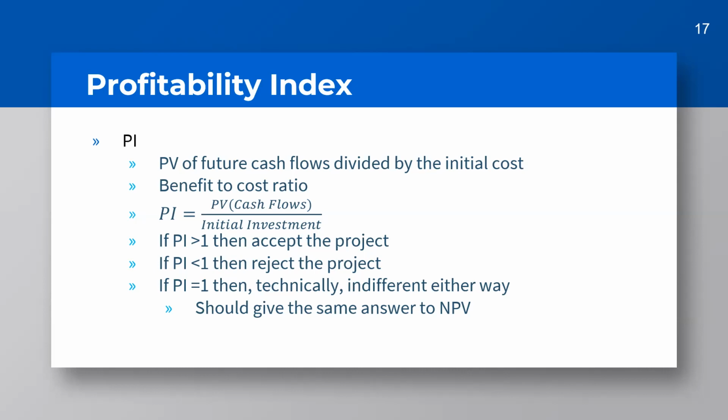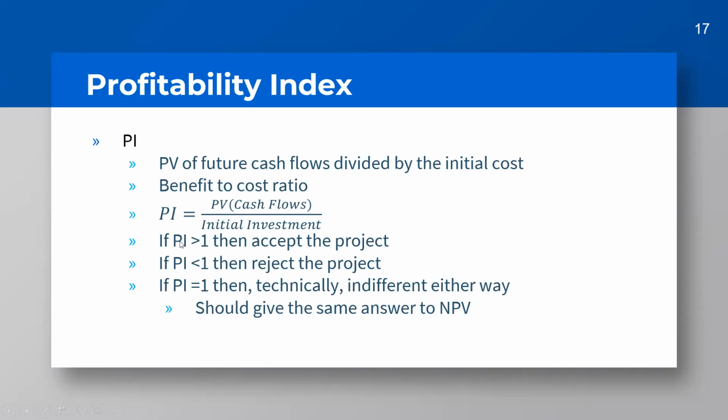The profitability index gives us an index of relative cash inflows to cash outflow. This is future cash flows divided by our startup costs. In other words, it's a benefit to cost ratio rather than a cost to benefit ratio. Benefit to cost. So the higher the profitability index, the more value-adding a project is.